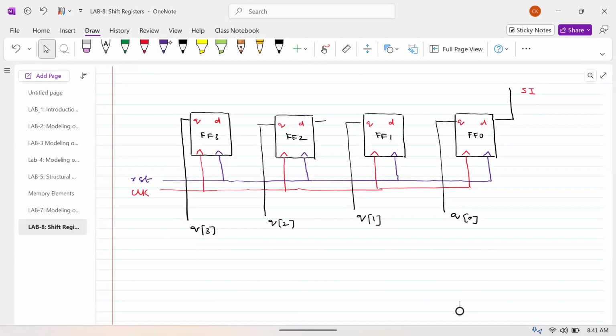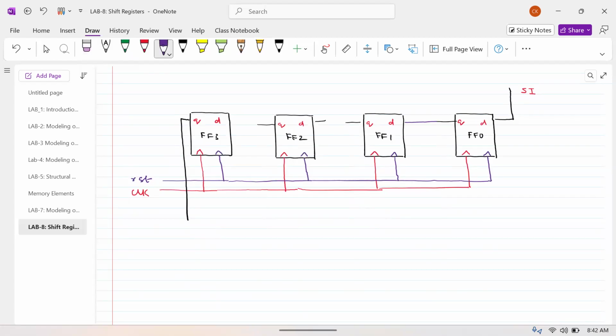Now this is flip-flop 0, 1, 2, 3, right? Definitely for the serial in, serial out, we don't have any parallel out. We don't need any kind of parallel out as well. Just make the connection something like this. The output of the first flip-flop is connected to the input of the next flip-flop, and so on. This is what actually serial out.